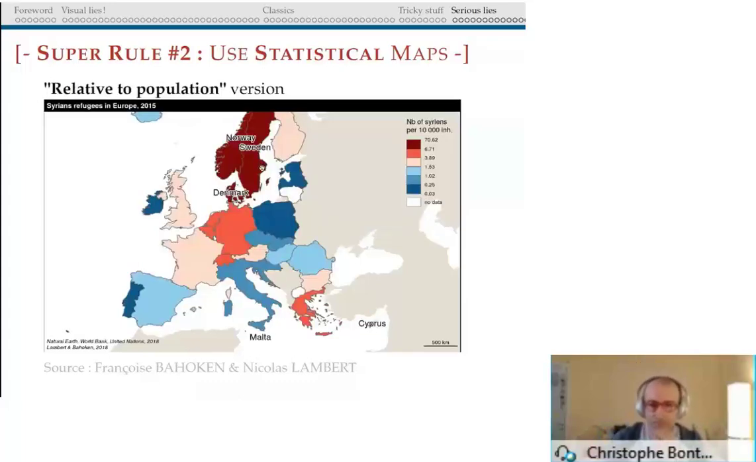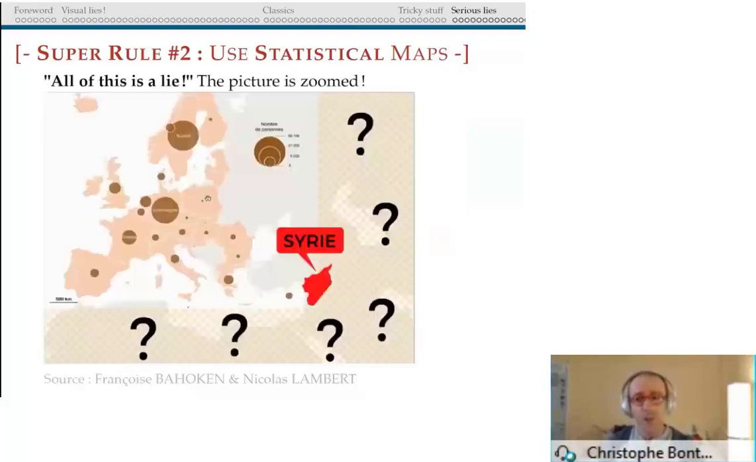when I showed you this map, I also somehow lied to me and to you, because this François Bauken and Nicolas Lambert designed the map in a frame showing only European countries. So somehow we decided that the scope was there. But Syria is not on the map, and we're talking about Syrian refugees. The picture has been zoomed to focus on just European countries.